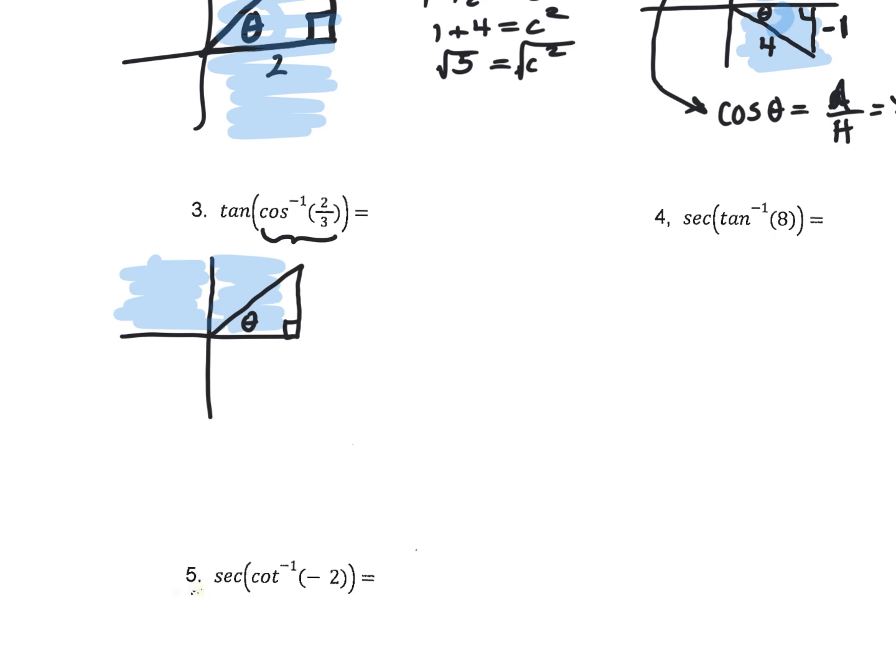Cosine is what? Adjacent over hypotenuse. So where does the 2 go and where does the 3 go? Fill them in. Where does your 2 go? Where does your 3 go on this triangle we drew? Adjacent would be here. Hypotenuse would be here. Did you get it right? Good. Now find your third side.